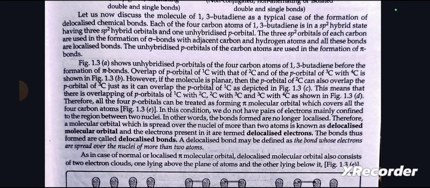Therefore, all the 4 p orbitals can be treated as forming a pi molecular orbital which covers all the 4 carbon atoms, figure 1.3e. In this condition, we do not have pairs of electrons mainly confined to the region between two nuclei. In other words, the bonds formed are no longer localized. Therefore, a molecular orbital which is spread over the nuclei of more than 2 atoms is known as a delocalized molecular orbital, and the electrons present in it are termed delocalized electrons. The bonds thus formed are called delocalized bonds. Delocalized bonds may be defined as the bonds whose electrons are spread over the nuclei of more than 2 atoms.